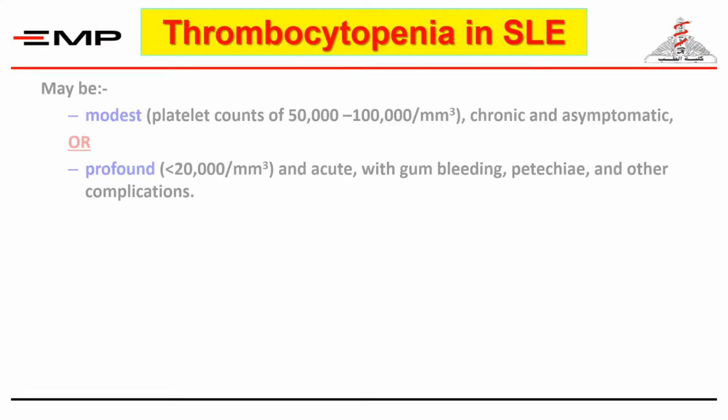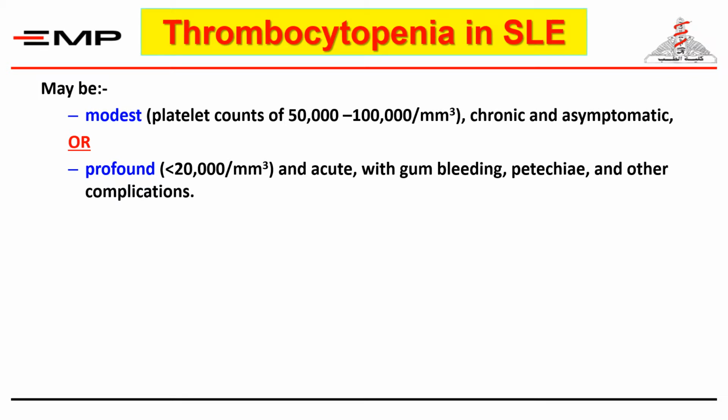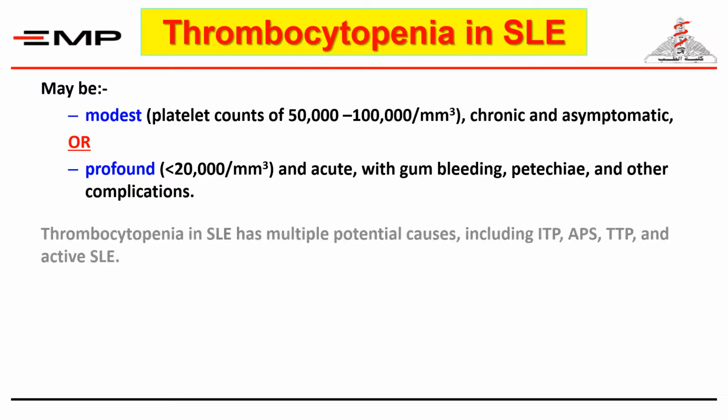Thrombocytopenia in an SLE patient may be modest when the platelet count is from 50,000 to 100,000 per cubic millimeter. It is in this case chronic and asymptomatic, or profound thrombocytopenia if the platelet count is less than 20,000 per cubic millimeter, and in this situation it will be acute with gum bleeding, petechiae, and other complications of bleeding.